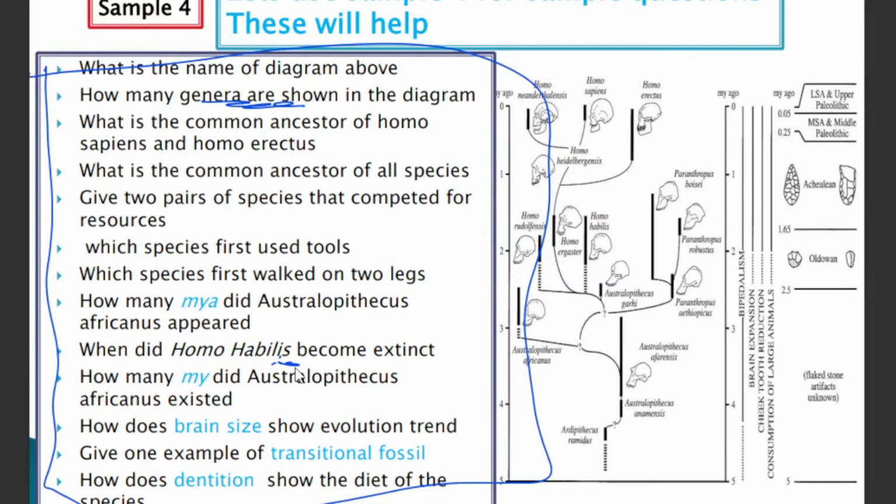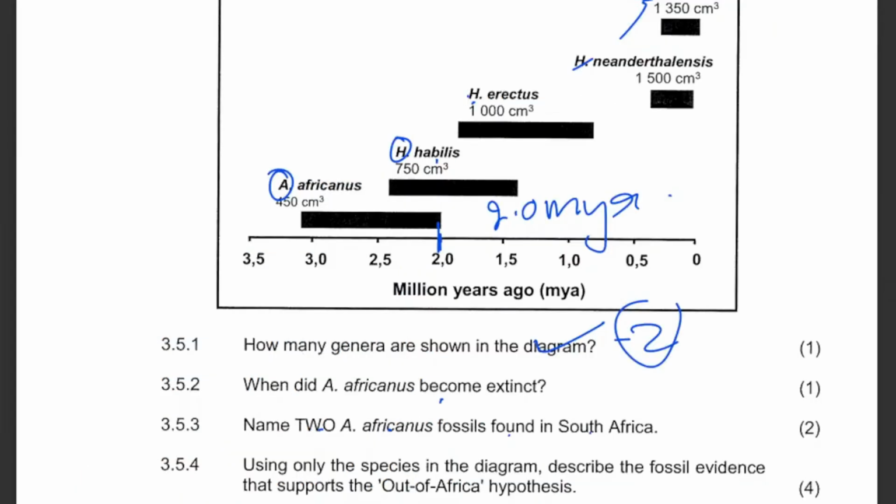So this is what I told you, that we always ask you that when they come to the fossil, they're going to ask you to name two Australopithecus africanus species, you know. So you can talk about Taung Child, Mrs. Ples, or Little Foot. They said africanus, Australopithecus africanus.